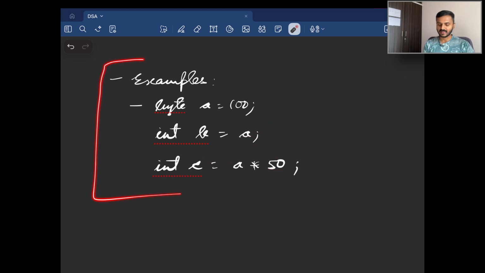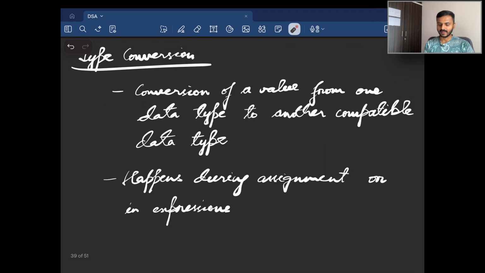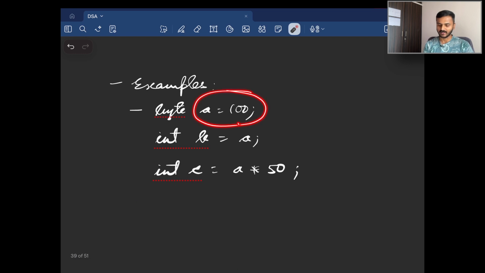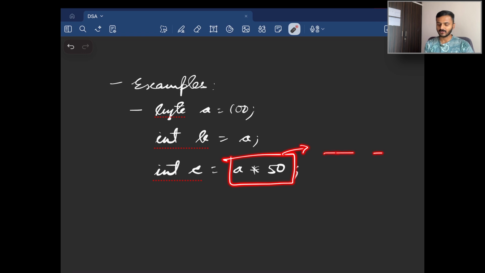So in all of these examples, some kind of type conversion is taking place. And that is what the definition of type conversion says. It says that it is conversion of a value from one data type, like we saw from byte to int or int to byte, to another compatible data type. Also, it happens during assignment or in expressions. So it's happening over here during assignment, and it's happening over here during the evaluation of this expression.